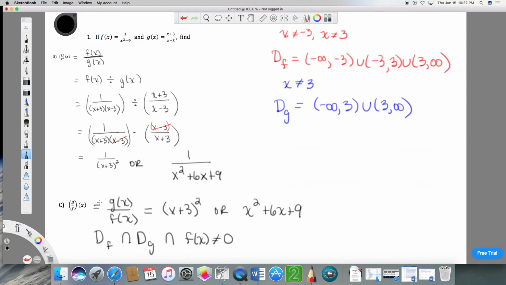So my domain for all three of these are the same. My domain for g over f happens to be, and this isn't always going to be the case, the same as our previous answer, which was the same as the domain of f times g. But we didn't know that going into the problem because we didn't know if these denominators would have made us make this domain more restrictive.